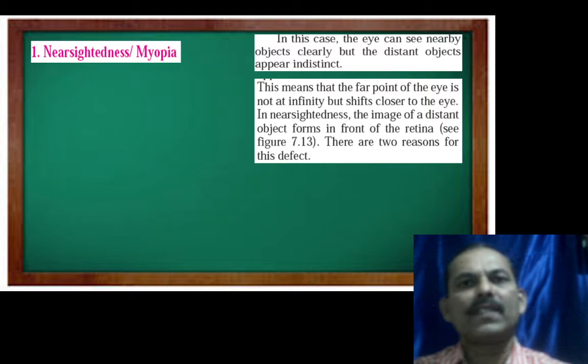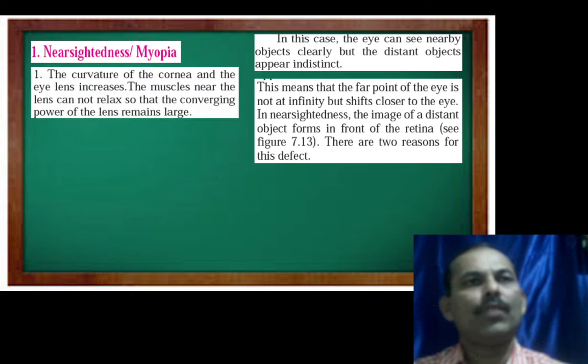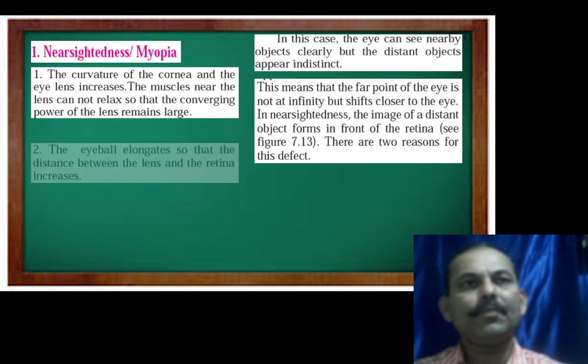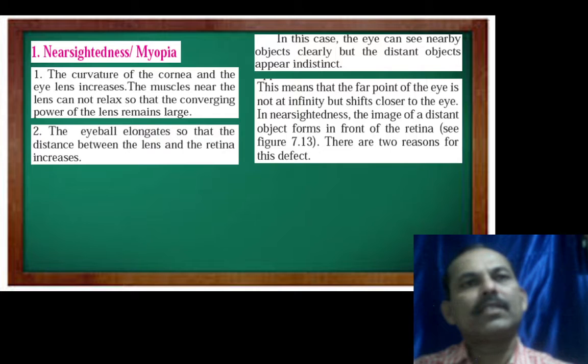There are two reasons for this effect. One is the curvature of the cornea and the eye lens increases. The muscles near the lens cannot relax, so that the converging power of the lens remains large. Second reason for nearsightedness, the eyeball elongates so that the distance between the lens and the retina increases.